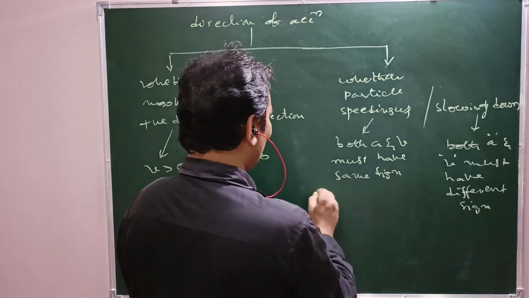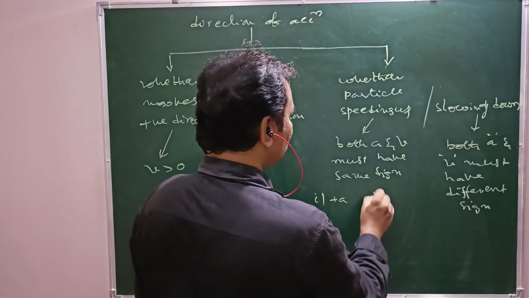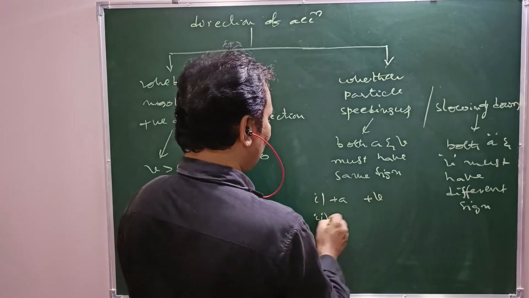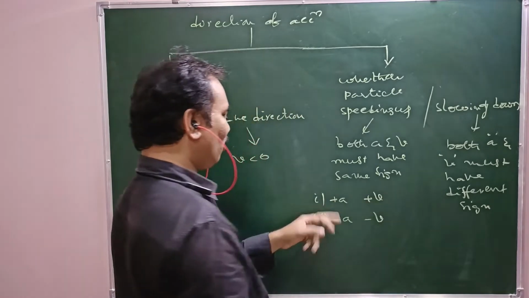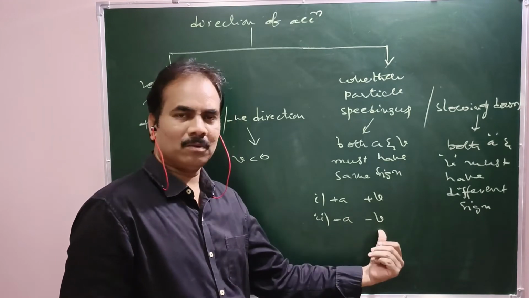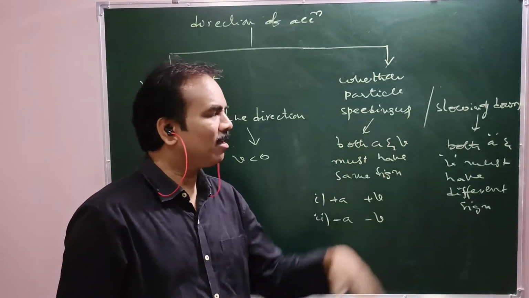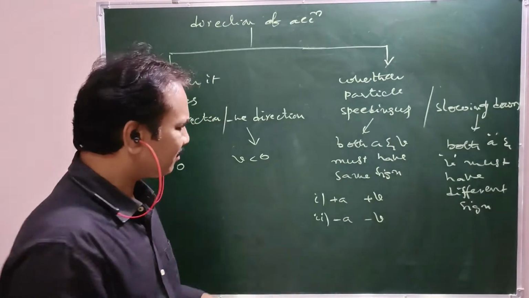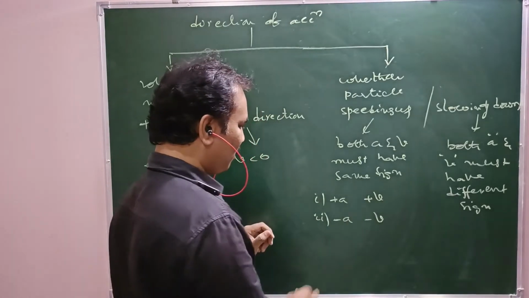Suppose the first case, the speeding up case, where both have the same sign. Number one, first option: A is positive, V also positive. Second option: A is negative, V also negative. So in both cases, both are either positive or negative. In these two cases, the particle is said to be speeding up, which means it is under acceleration.